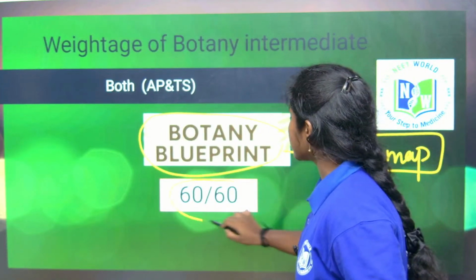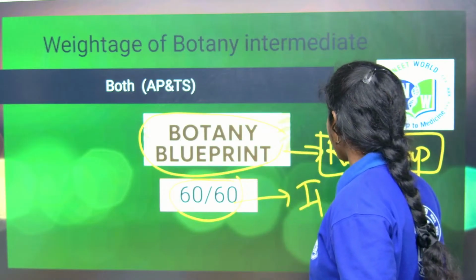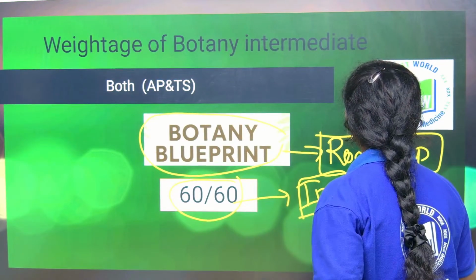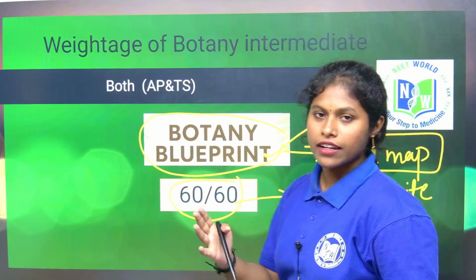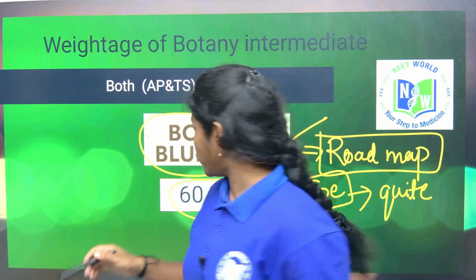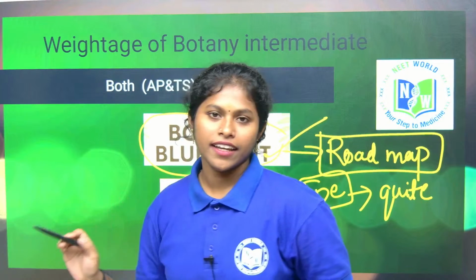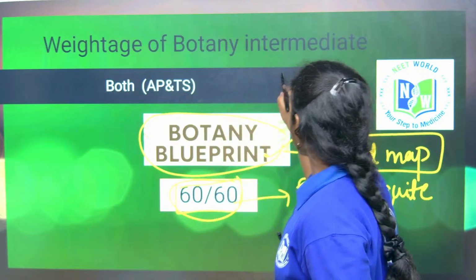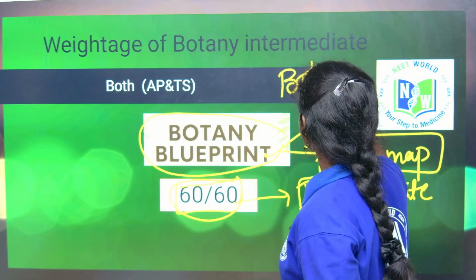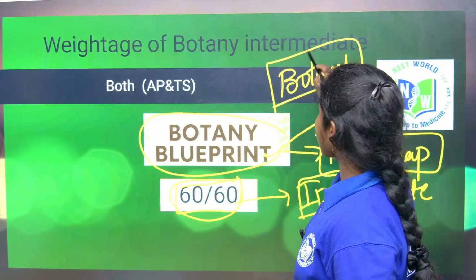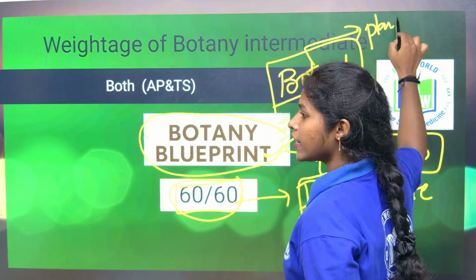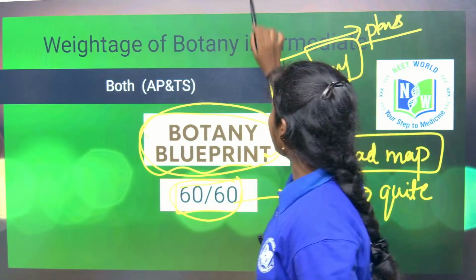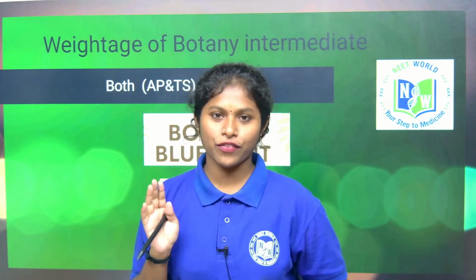To get 60 out of 60 in the IPE examination, which means Intermediate Public Examination, it is quite easy, children, if you understand the blueprint well. You can easily score 60 out of 60 in your first year intermediate examination. Botany is always an easy subject. The branch of science which deals with plants, we call it botany. If you understand the blueprint well, you can easily score 60 out of 60.